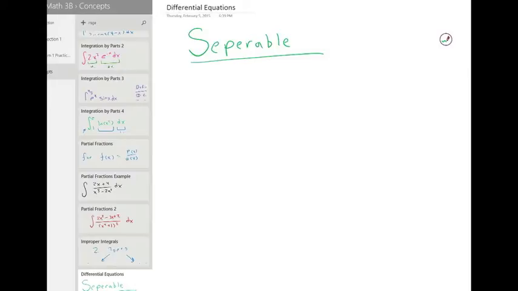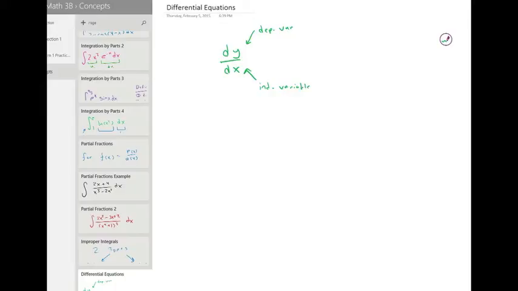So this is the concept video for differential equations. Now, differential equations are... Here, let me erase this for now. We'll get back to this. Differential equations are equations where we have a rate of change. So let's call this dy/dx, y being some sort of dependent variable, and x being the independent variable. So we have some sort of rate of change, and this rate of change is going to equal some function, and it might be a function of x and y.